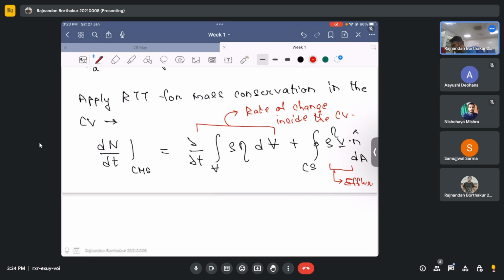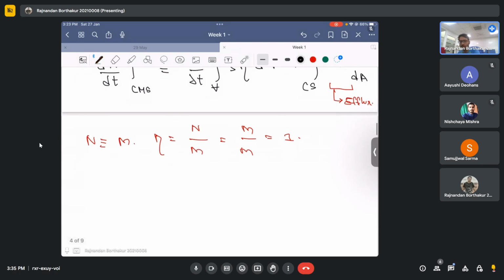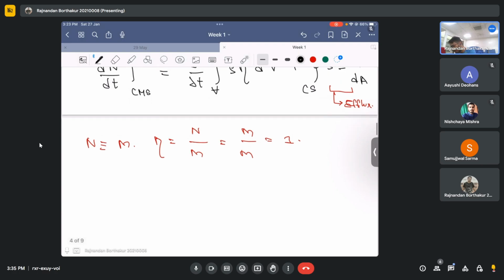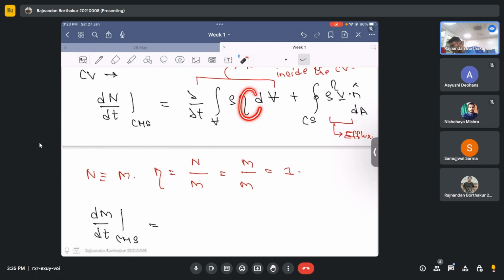So for mass conservation, as you all know, this n becomes equal to m, which is basically the mass, and eta, as you can see, is basically the property per unit mass. So this becomes m by m, and that's why it equals 1. So the Reynolds transport theorem, when we apply it for a mass conservation case, simplifies to dm by dt, because n becomes equal to m in a control mass system, and this is equal to, since eta becomes equal to 1, this becomes 1.